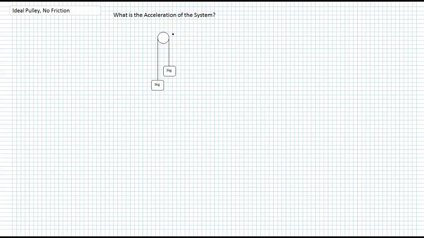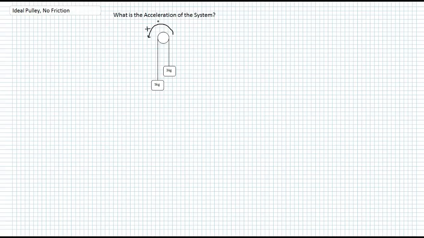In order to solve this problem, the first thing I've got to do is establish a reference frame. Now in pulley systems, it's not like a simple system where to the right is positive and to the left is positive. In this case, because the objects are attached, while the 3 kilogram object is moving up, the 5 kilogram object is moving down. And so you can't say that the motion of the system is up and down at the same time. It just doesn't work very well.